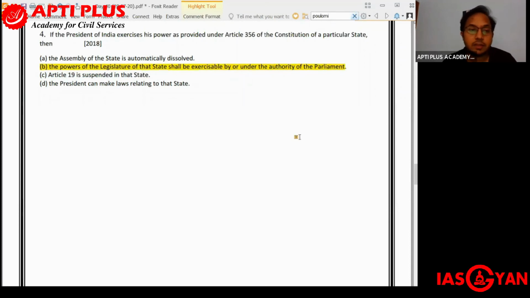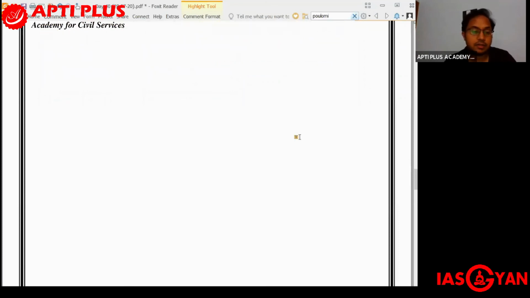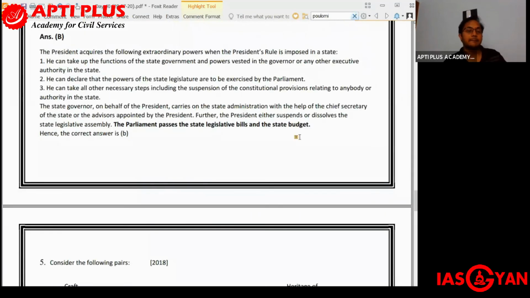So the answer for this is B: if the President of India exercises his power as provided under Article 356 of the Constitution of a particular state, then the power of the legislature of that state shall be exercisable by or under the authority of the Parliament. So let us see over here. The President acquires the following extraordinary powers when the President's rule is imposed in a state. He acquires some extra powers when the President's rule is imposed in a state.